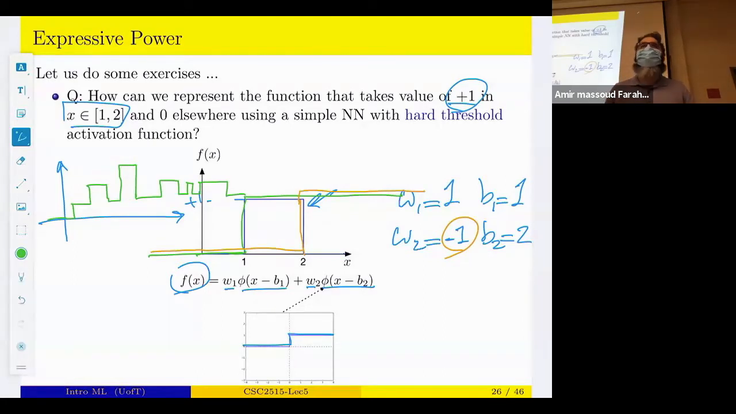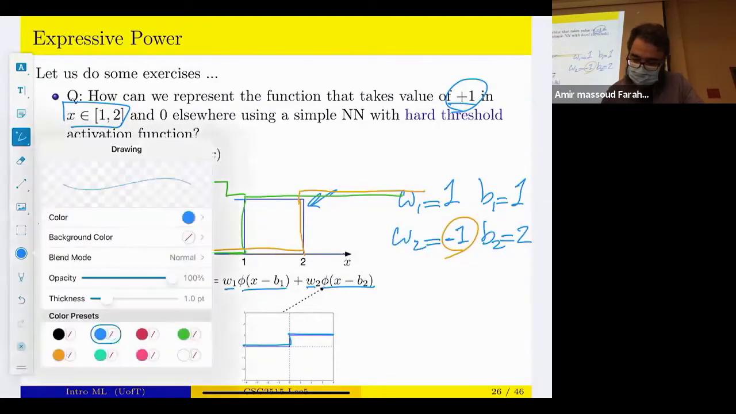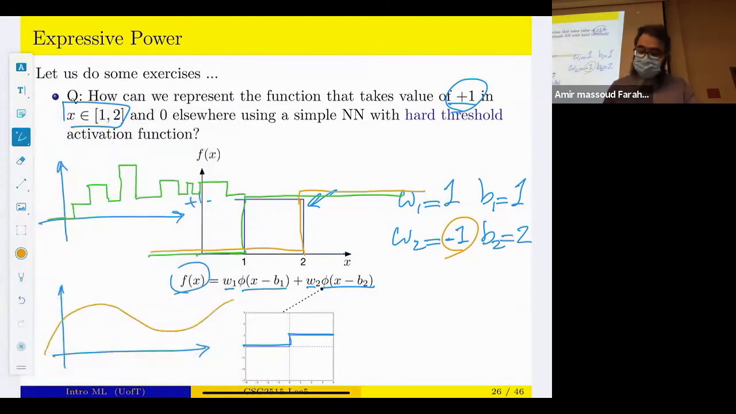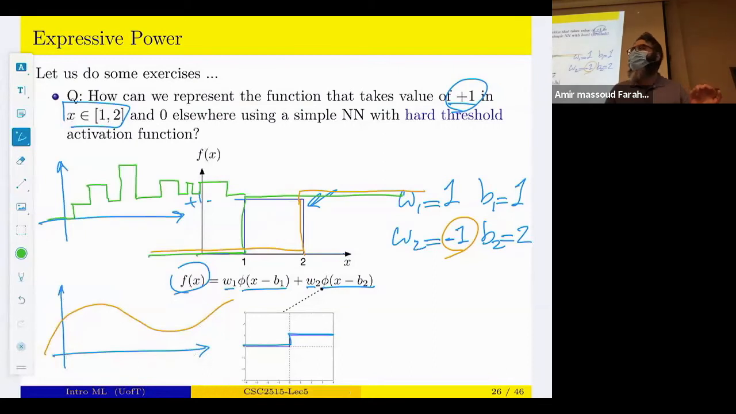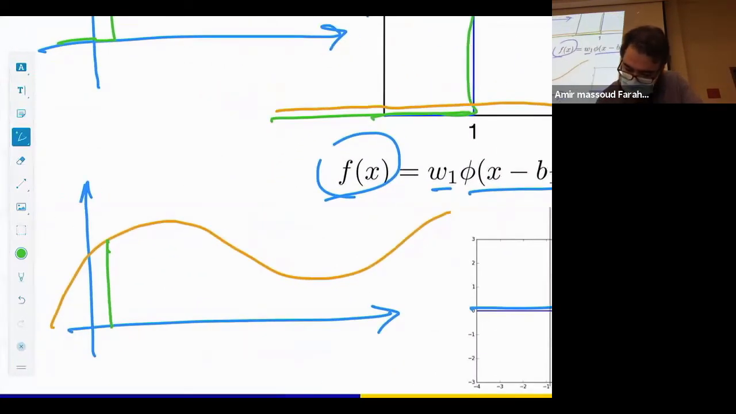And maybe your function is not that smooth. Maybe your function looks more like this. Okay, so let's say your function is this orange one. This is a kind of smooth function, but how can we represent it? We can't maybe represent it exactly with these units, but we can approximate it. Like how? Let's maybe just focus on one region.